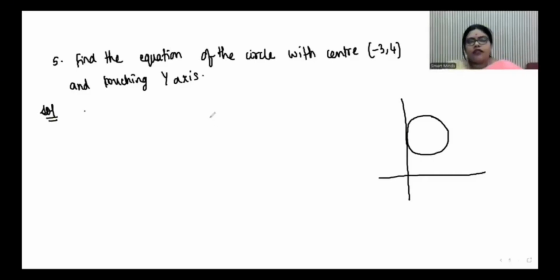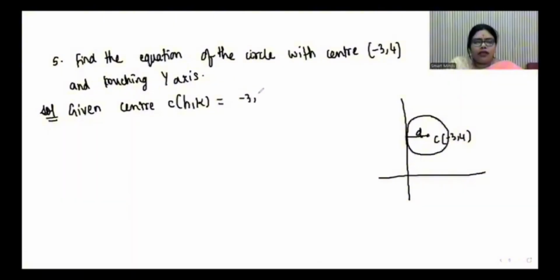Take the next question. Find the equation of the circle with center minus 3, 4 and touching y-axis. So this is the coordinate axis and the circle is touching the y-axis. So this is the center. This is center minus 3, 4. And this is the perpendicular distance. So first you see what is given to us. Center C h, k is equal to minus 3, 4.